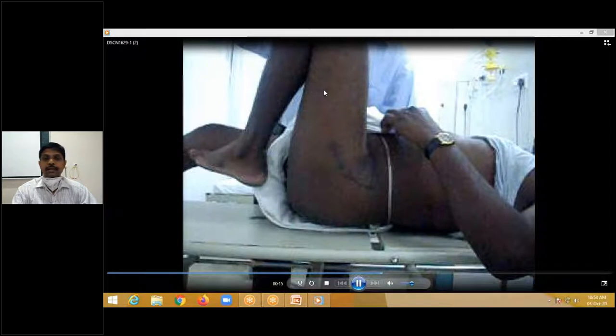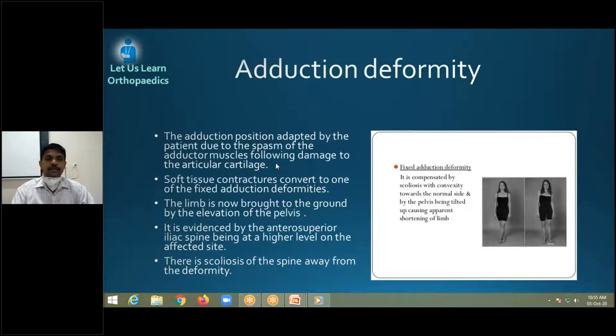And coming to the next slide, the other deformity that is commonly seen in the TB hip on physical examination is the adduction deformity. How do you elicit the adduction deformity? You see in picture number one here, the left hip has been adducted. The position adopted by the patient is due to the spasm of the adductor muscles on the medial side of the thigh following damage to the articular cartilage. The soft tissue contractures convert to a fixed adduction deformity.